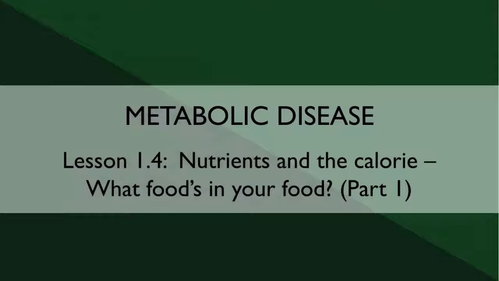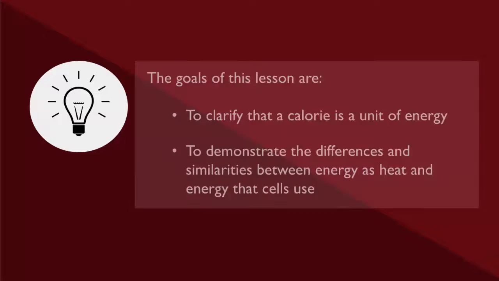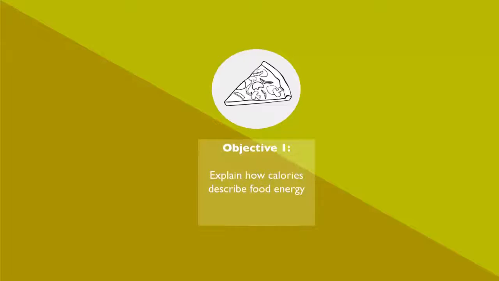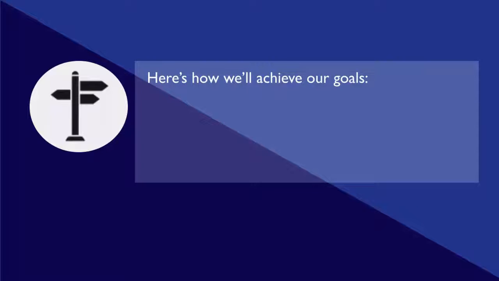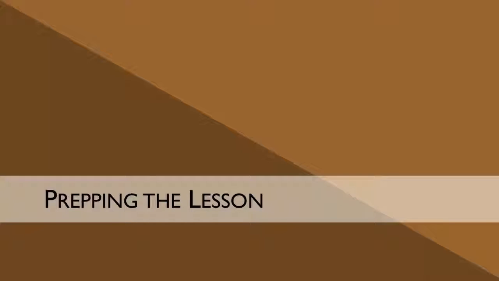Lesson 1.4, Nutrients in the Calorie, What Foods in Your Food, Part 1. The goals of this lesson are to clarify that a calorie is a unit of energy and to demonstrate the differences and similarities between energy as heat and energy that cells use. At the end of the lesson, students should be able to explain how calories describe food energy. We'll achieve these goals by completing a calorimetry lab.